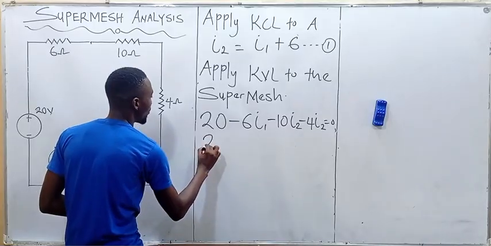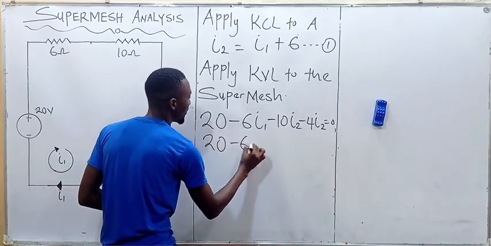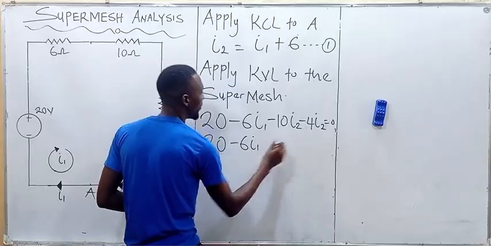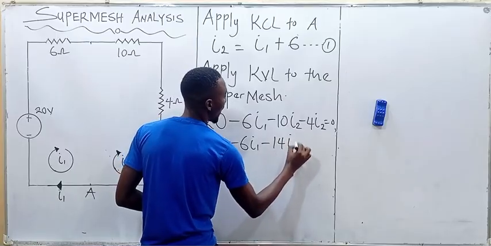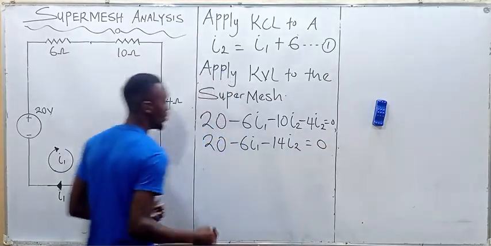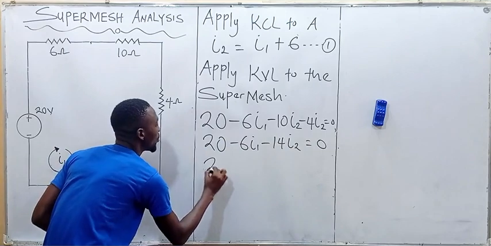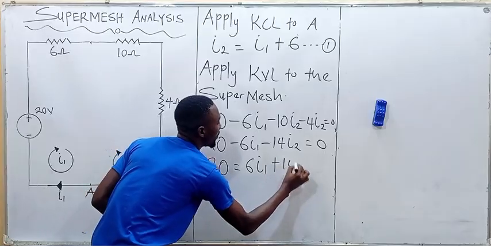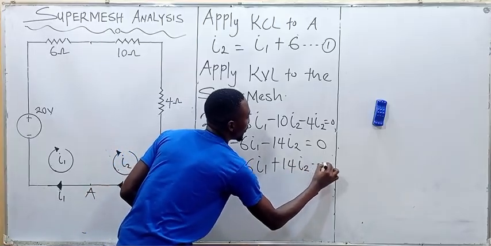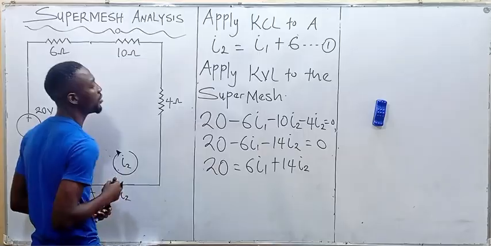everything will be equal to what? 0. So we are going to have 20 minus 6I1. Then if we add this together, we are going to have what? Minus 14I2 equals 0. All right, so we can therefore say that 20 will be equal to 6I1 plus 14I2. Okay, we can still reduce it by 2.